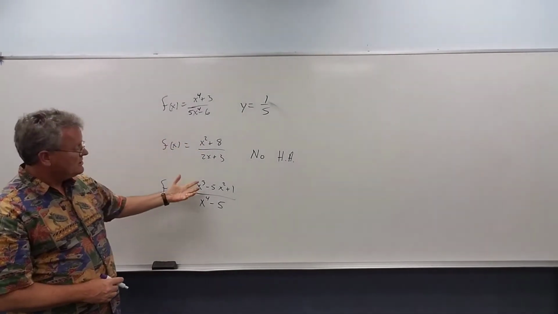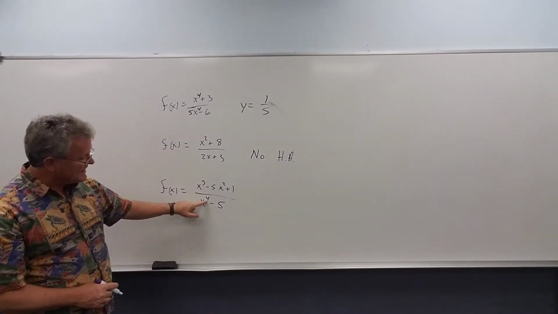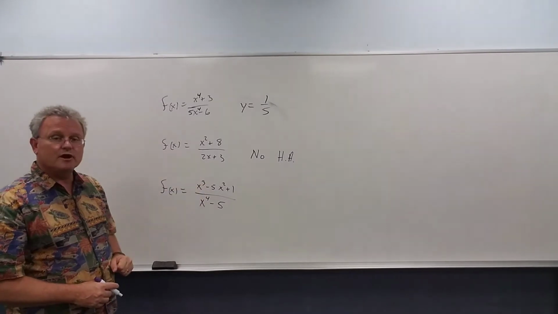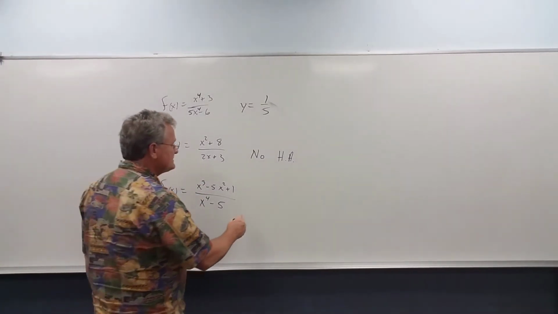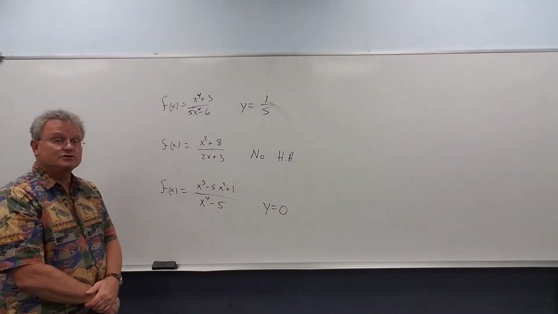The only other thing that can happen is when the degree in the denominator is larger than the numerator. If that's the case, then the horizontal asymptote is going to be y equals 0.